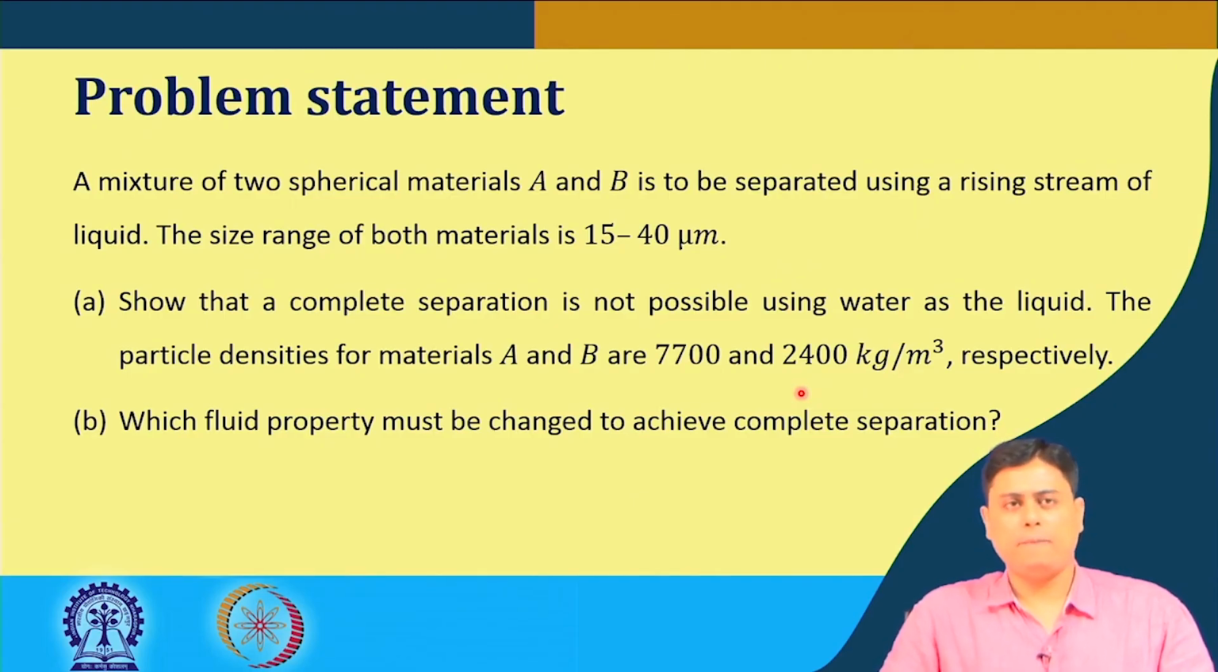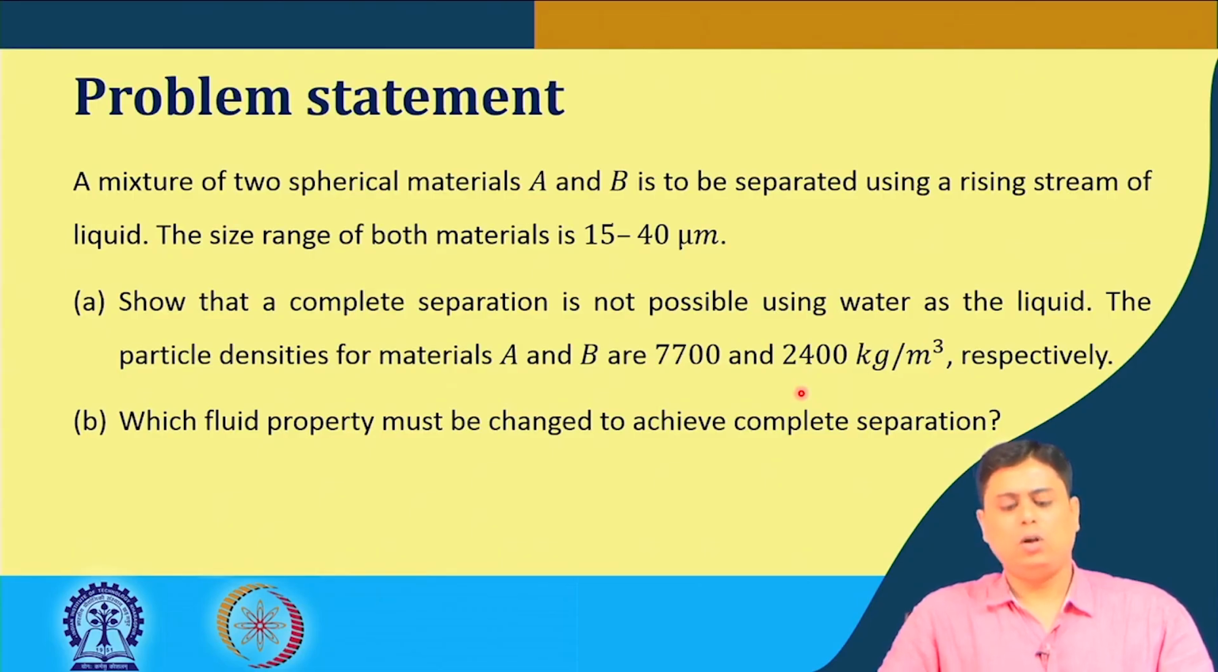The second part is, which fluid property do we have to change to achieve complete separation of material A and material B. Complete separation, because this is sometimes desired, that we have a mixture of particles A and B, both with an identical size range, and you want to separate material A from material B. Now this problem is happening when there is a rising stream of liquid, and we have to show that if we use water as this rising liquid, this separation is not feasible.